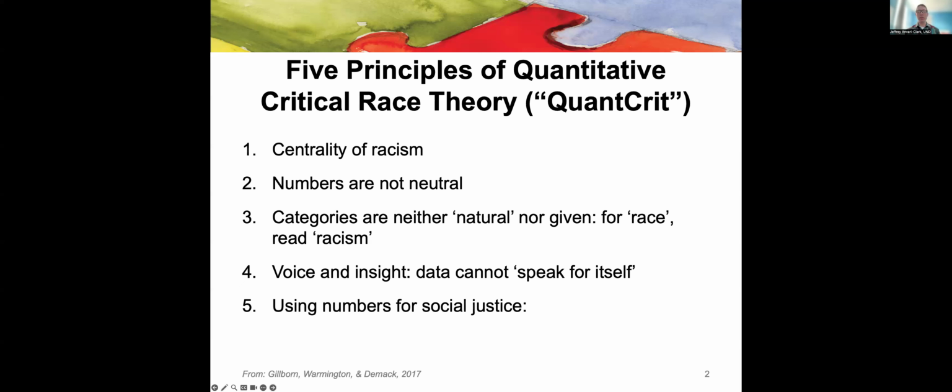This information I got from a research seminar that I attended at the Society for Social Work Research. It comes from a book by Gillborn, Warmington, and Demack. So I just wanted to share some of that information as a supplement to this lecture.